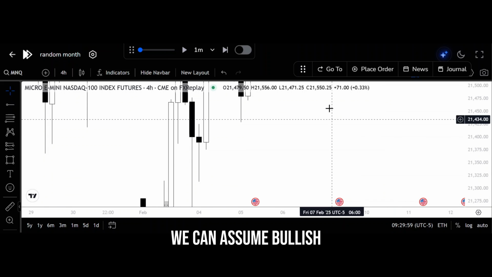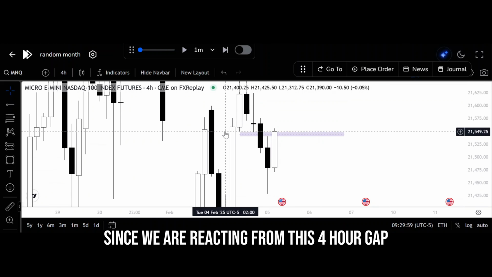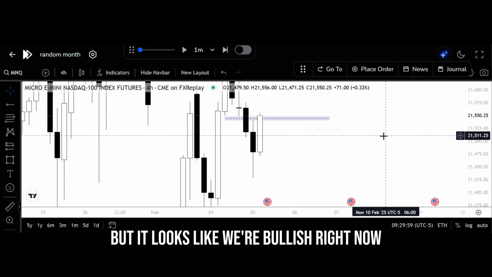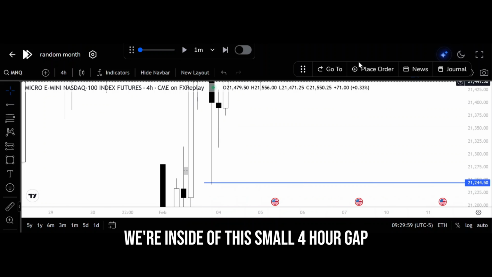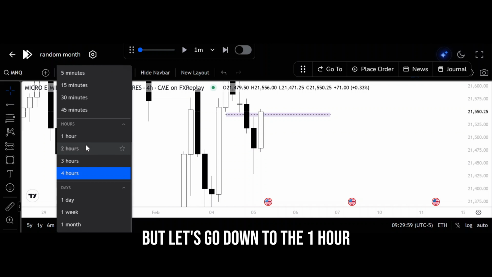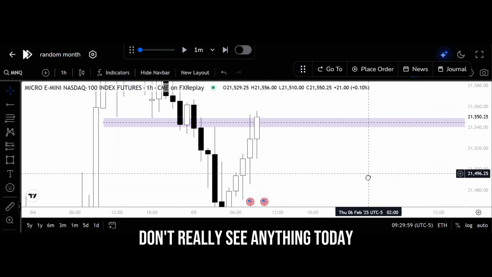Again, we can assume bullish since we are reacting from this 4-hour gap. We're still kind of trading inside of it, but it looks like we're bullish right now. We were inside of this small 4-hour gap, so we could see a reaction right now. Let's go down to the 1 hour. Don't really see anything today.